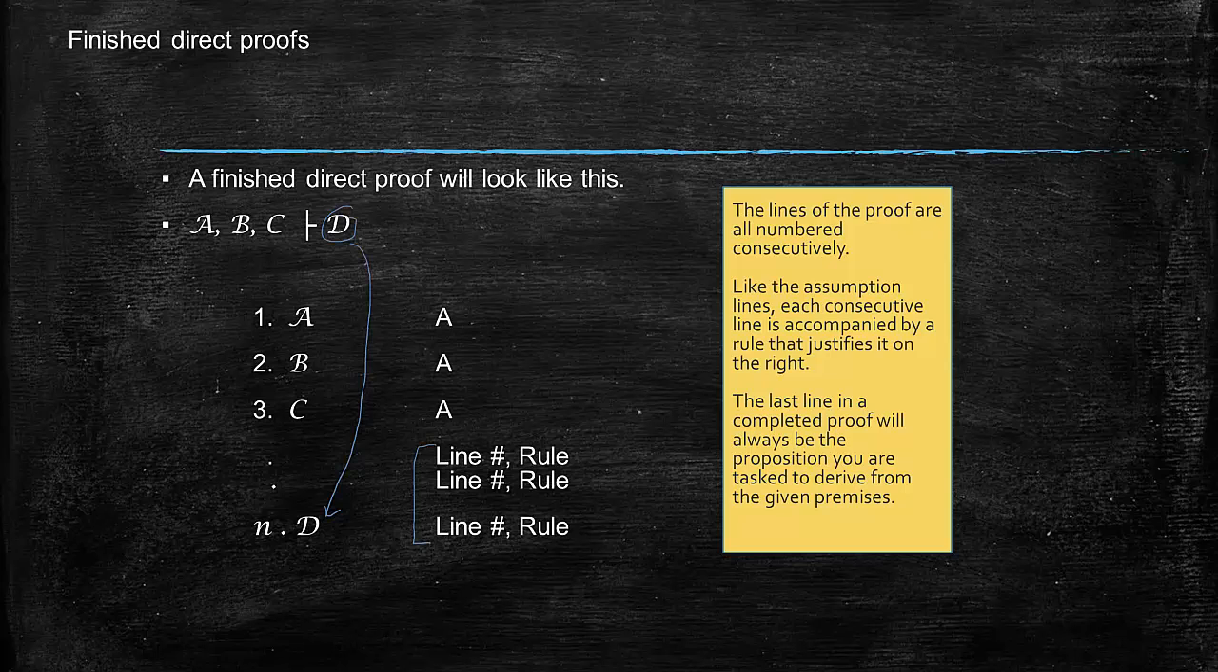Okay, so the lines of the proof are all numbered consecutively. Like the assumption lines, each consecutive line is accompanied by a rule that justifies it on the right-hand side. And the last line in a completed proof will always be the proposition you're tasked to derive from the given premises. Okay, so this line number and rule stuff doesn't really mean much to us right now, because we don't know any rules, but we will very soon.